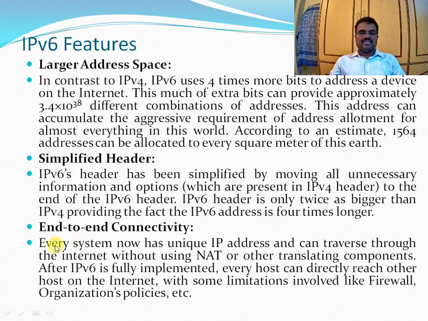Here, end-to-end connectivity. Every system now has a unique IP address and can traverse through the internet without using NAT or other translating components. After IPv6 is fully implemented, every host can directly reach other hosts on the internet with some limitations involved, like firewall, organization policies, etc. So there is effective end-to-end connectivity in IP version 6.